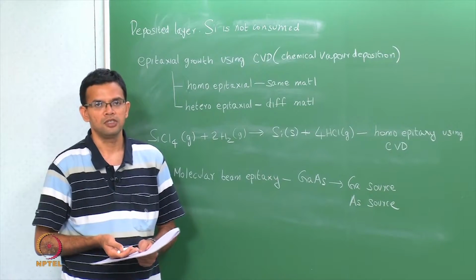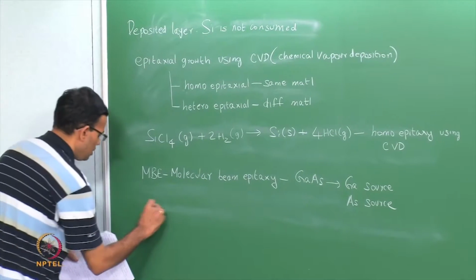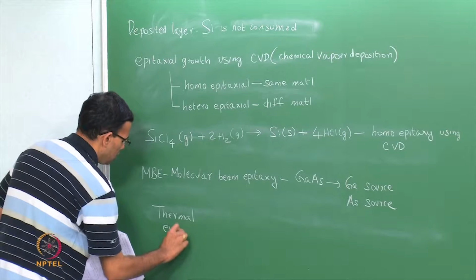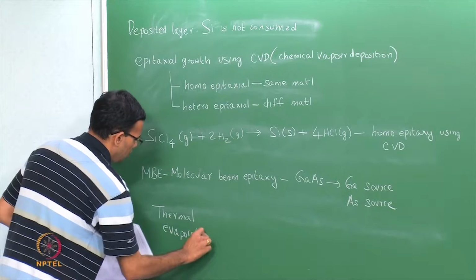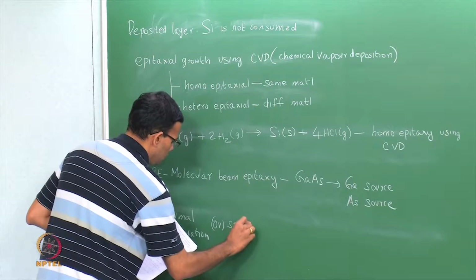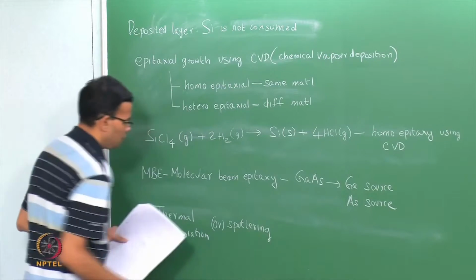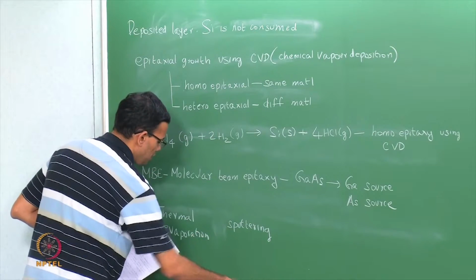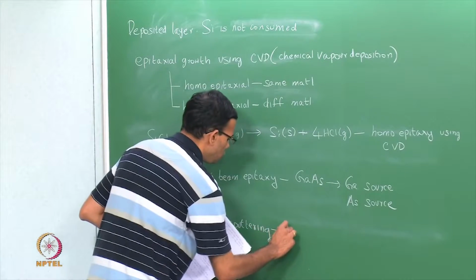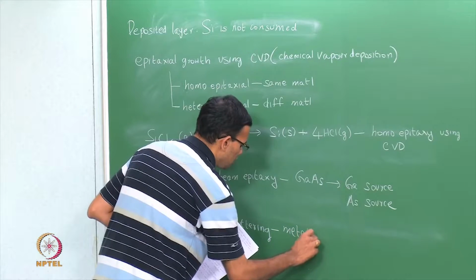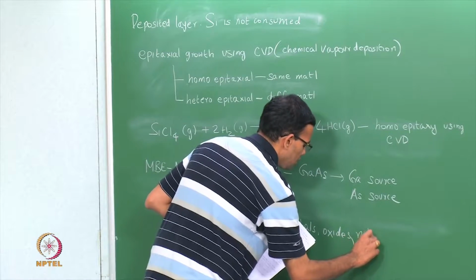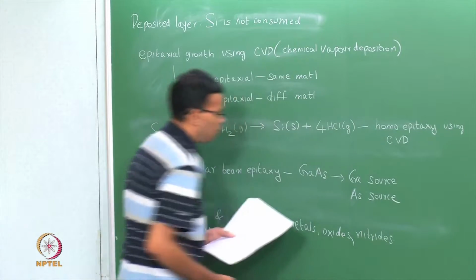So, this is an example of a deposited layer, both CVD and MBE. You can also get deposited layers by physical vapor processes. In that case you have thermal evaporation and sputtering, because both are physical vapor deposition processes. They can be used for growing metals, oxides, nitrides, and a variety of other materials.